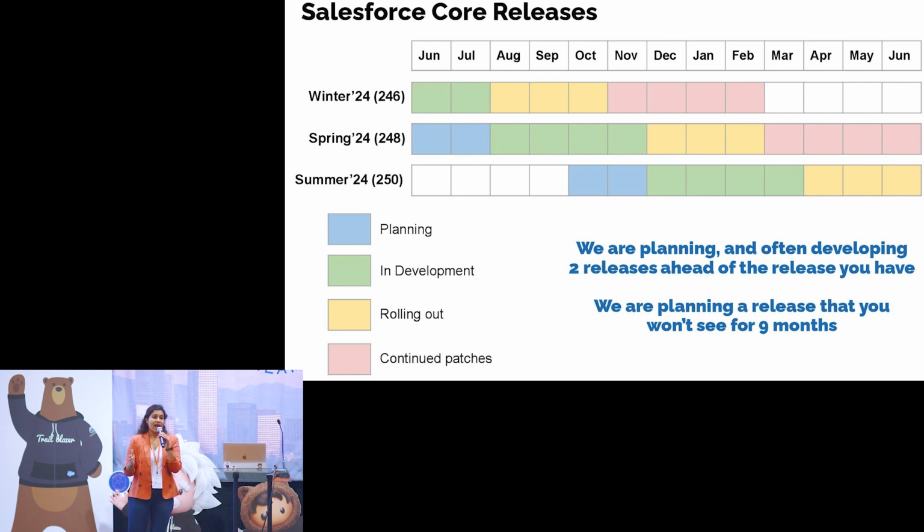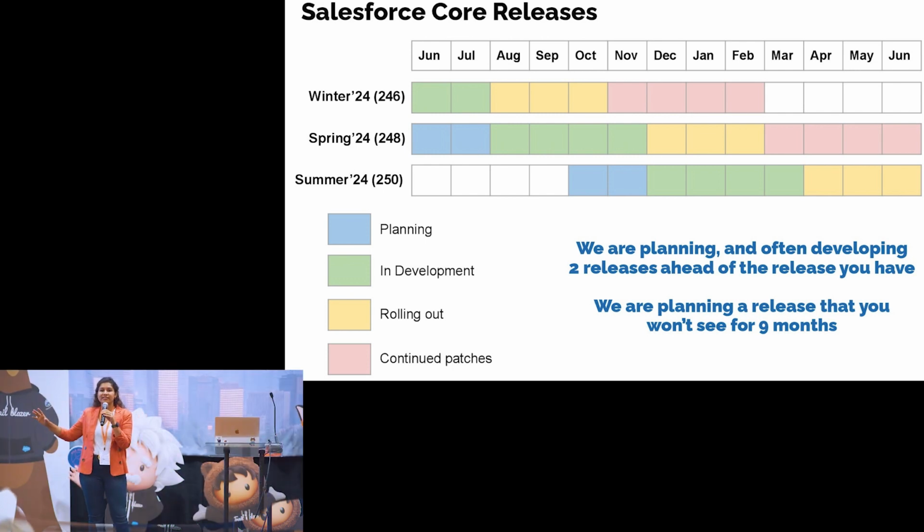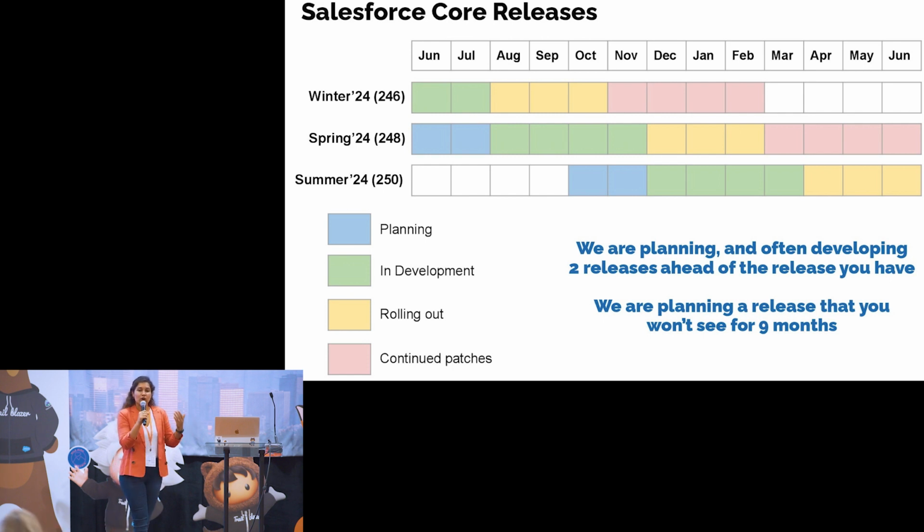So today, as we start rolling out Winter 24, currently in August, we are already developing the Spring 24 release, and we are about to start planning for the Summer 24 release in the next month. All of this while we are still rolling out patches for Summer 23. So today, if you give us feedback, it's going to be incorporated in our planning process, but you will only see it at the earliest in the next two releases, or nine months from today. So give feedback, say something, and we'll work towards incorporating it and getting it out to you in our future releases.